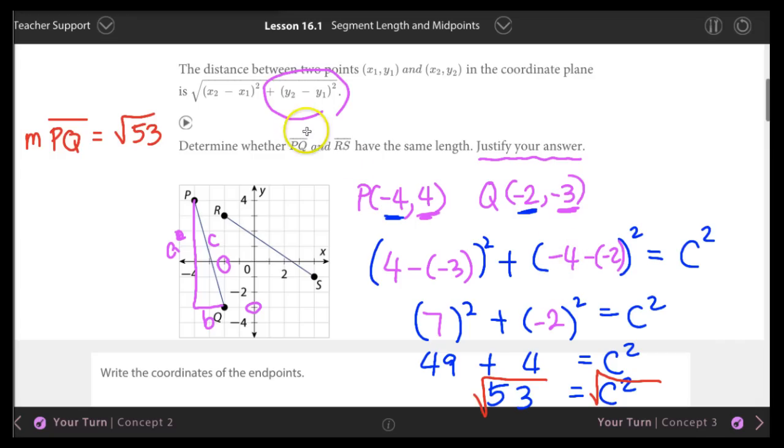Alright, so I found out how long this is, but I gotta justify my answer and let people know that they have the same length. So now what do I have to do? I gotta measure how long RS is, right? So that's what I'm gonna do next.